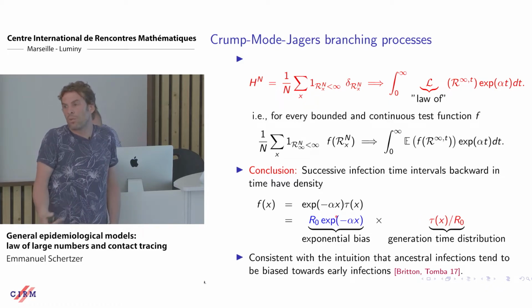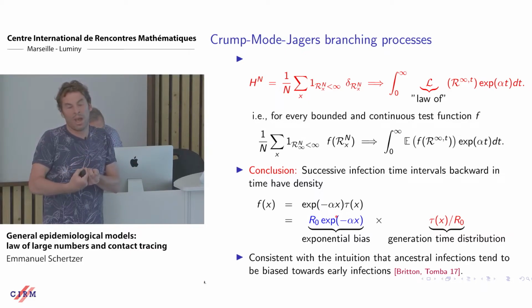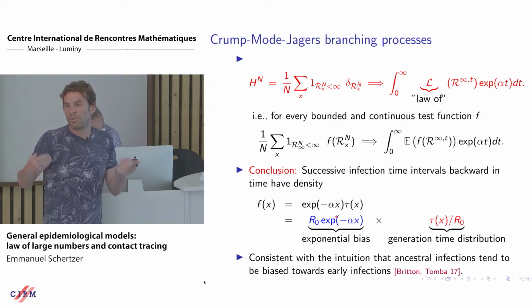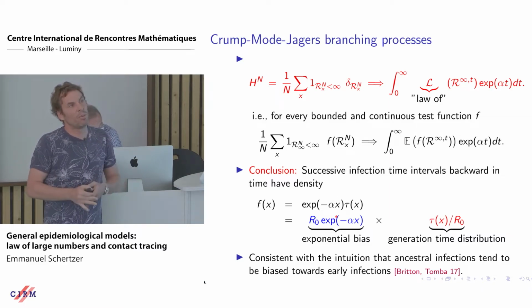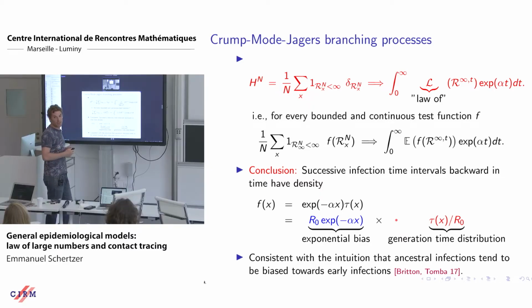And this is not so surprising, intuitively speaking, if you think about the fact that here the epidemic is supercritical, so early infections will have a tendency to leave a very large progeny, and so if you sample at time t, you're more likely to sample an early infection than a late infection. And this corresponds to this exponential bias.